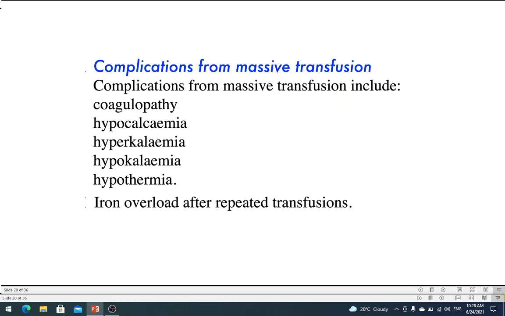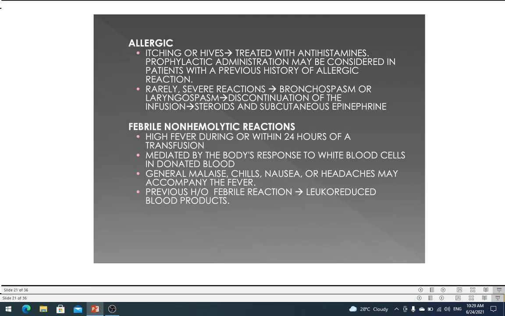Finally, because of the breakdown of the RBCs with repeated transfusions, you can get iron overload. This repeated transfusion is over a period of time, not a massive transfusion. Massive transfusion is a one-time affair. Repeated, like for example, a patient has hemolytic anemia, keeps on getting transfusions, you can develop iron overload. Now we will go through each of these complications.